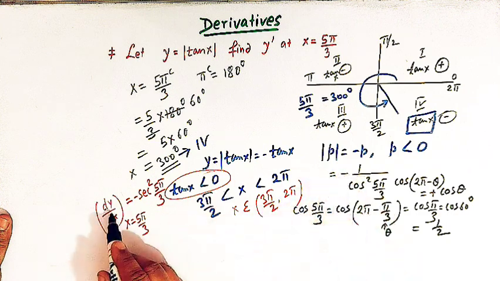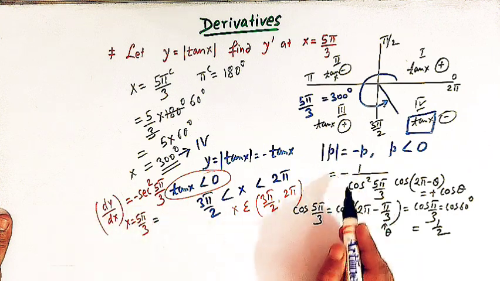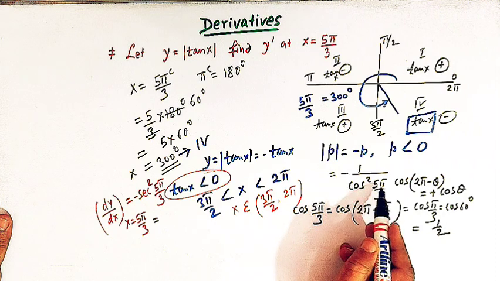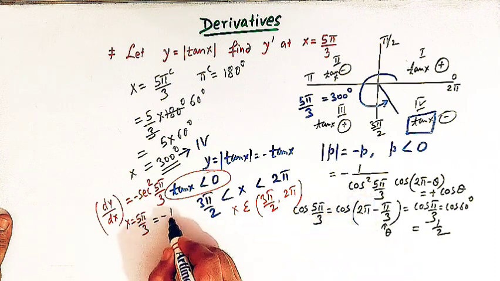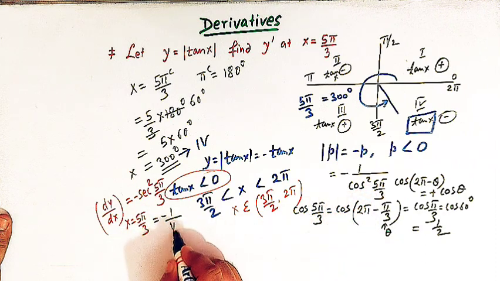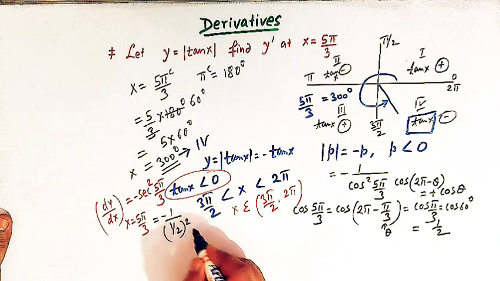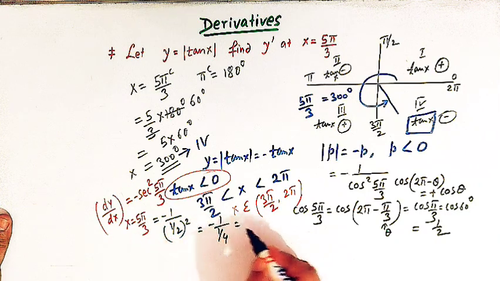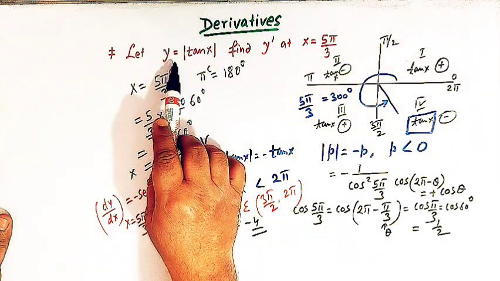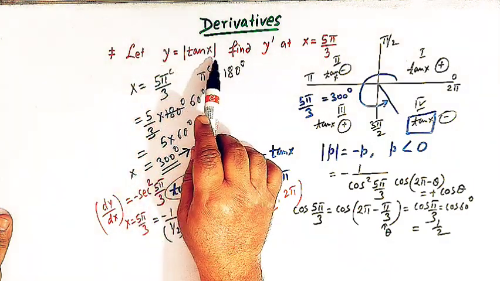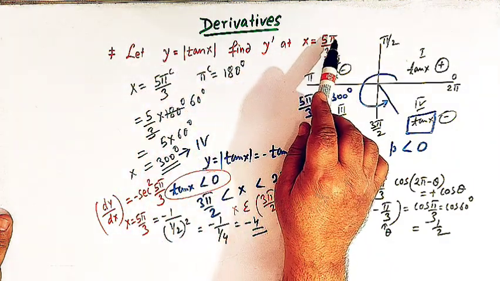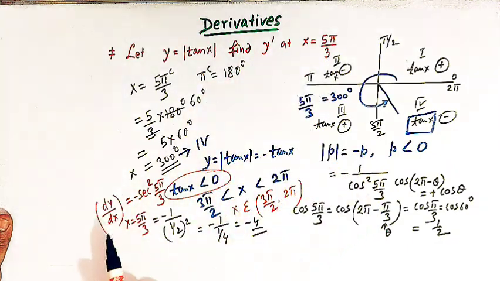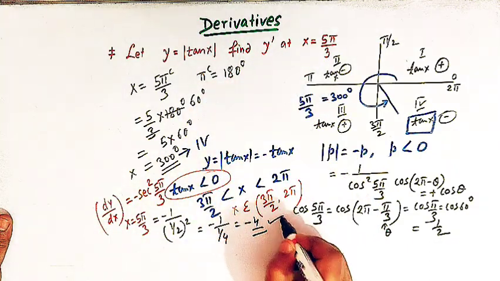So our derivative is now equal to negative of 1 over cos square 5 pi by 3. So we have minus 1 over half square. So this is minus 1 over 1 over 4, that is equal to negative 4. We can take 4 to the numerator, right? So the derivative of y is equal to mod of tan x at x is equal to 5 pi by 3 is given by negative 4.